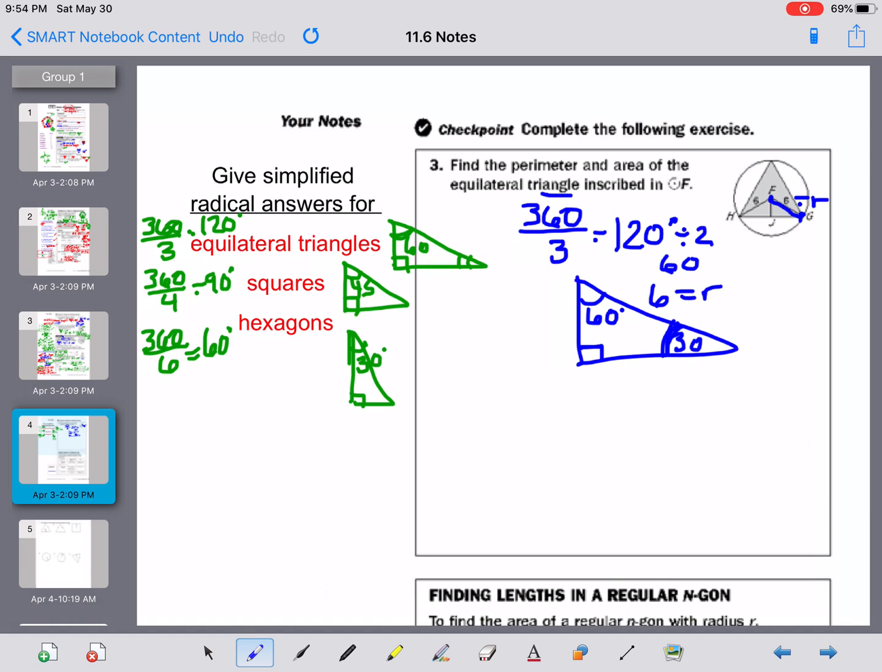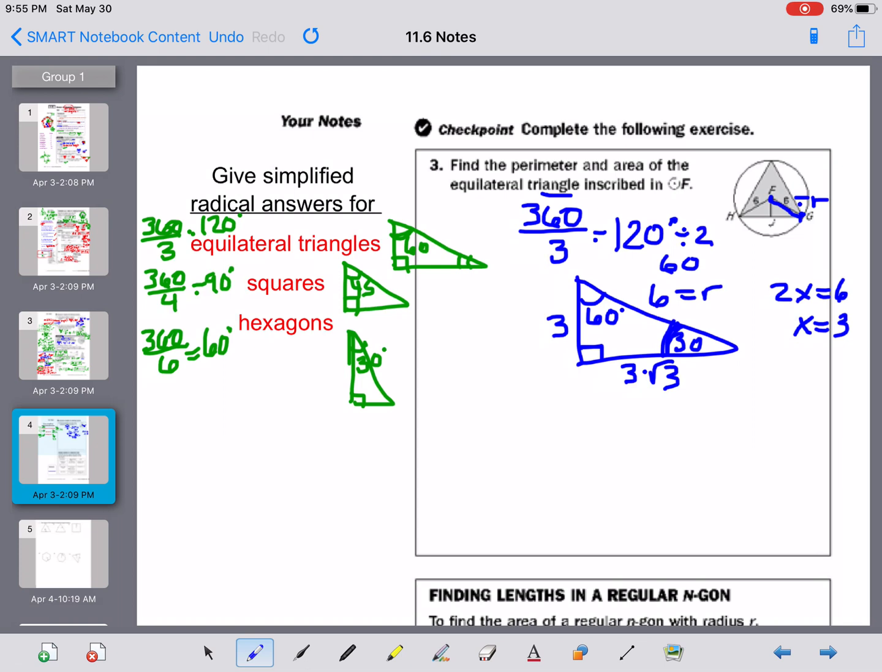So if my doubled is a 6, what's my short? It'd be 3. So across from my 30 is going to go 3. And across from my 90 is the doubled, which is 6. And across from the 60 is always my short times radical 3. Now, wasn't that a little bit faster to fill in than our last one where we had to do all of our SOHCAHTOA? You might actually appreciate your special triangles a little more here.